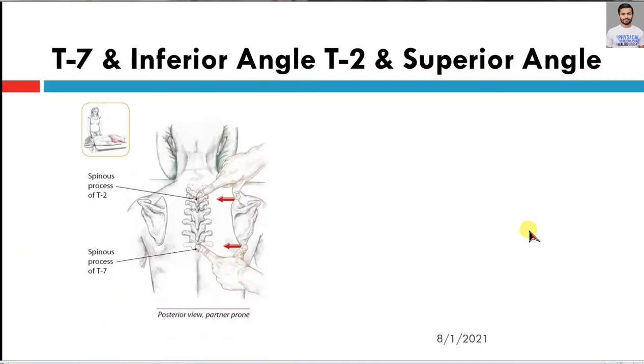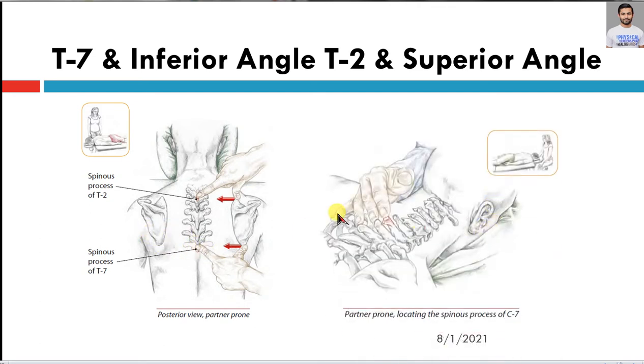Then T7 and the inferior angle. Most of the time, T7 will be in alignment with the inferior angle of the scapula, while T2 will be in alignment with the superior angle of the scapula, and the spine of the scapula will be in alignment with the T4 spinous process.